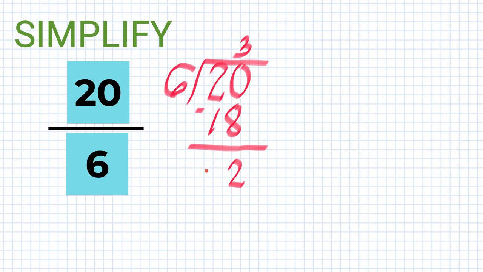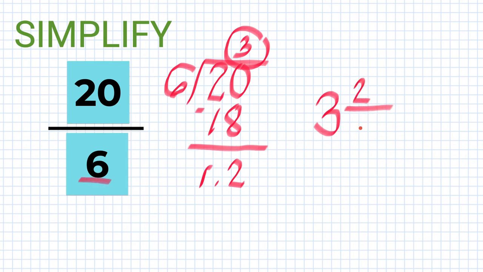Now the remainder here is 2. The quotient will be our whole number. The remainder will be our numerator. And simply copy the denominator, which is 6. Now try to scrutinize. Is our mixed number simplified? I guess it's not. Why? Because 2 over 6, the proper fraction here, is not yet simplified.